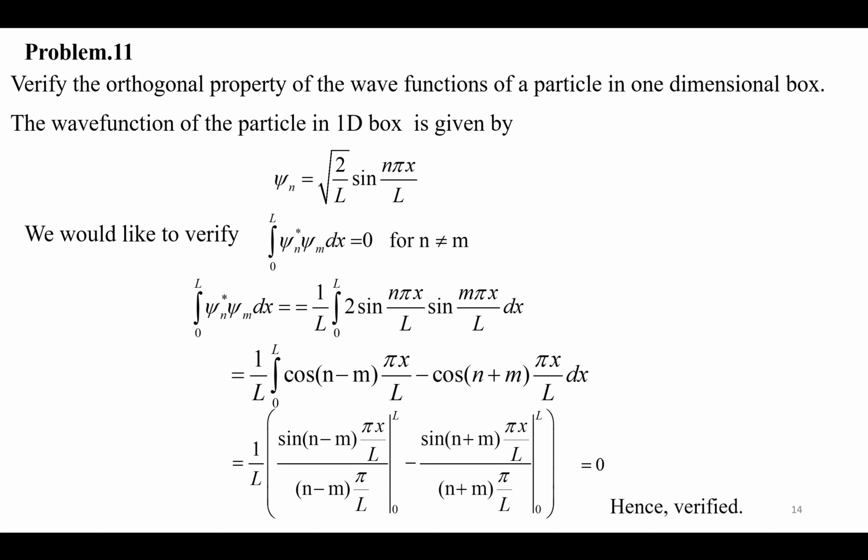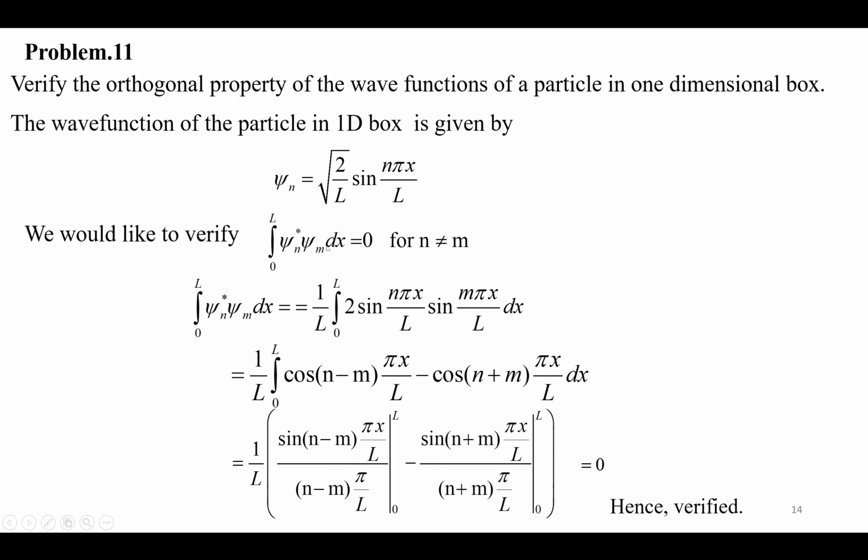So now we'll go for the last problem. No, last but one. Verify the orthogonal property of the wave functions of the particle in a one-dimensional box. And of course we know the canonical delta function. For the two indices, either n or m, if they are equal, the answer will be 1. If they are not equal, the answer will be 0. So we know already this is a canonical delta function. And of course we know the wave function is given as root of 2 by L sin n pi x by L.